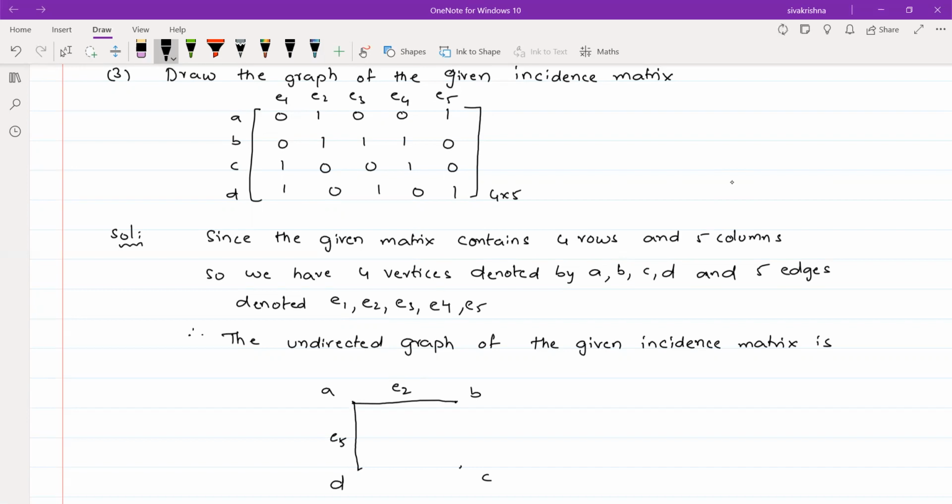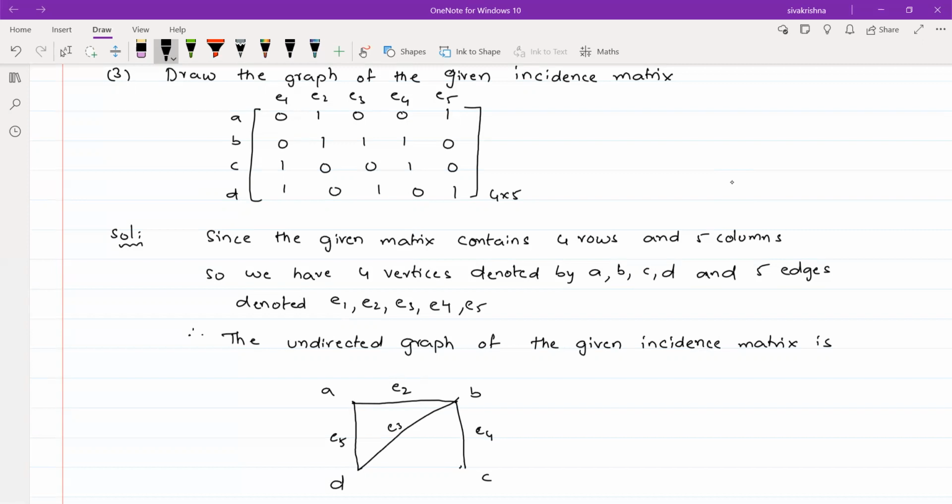So coming to the second row, E2 is incident on B. Yes, we have already represented that. So E3 is also incident on B and also E3 is incident on D. Okay, it means in between B and D we are having an edge, and that should be named as E3. This is E3. Okay, so E4 is also incident on B and also on C, so we have to draw an edge from B to C and name it as E4. Okay, so second row is also completed.